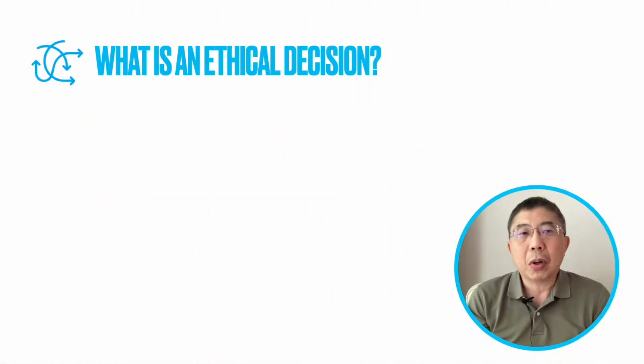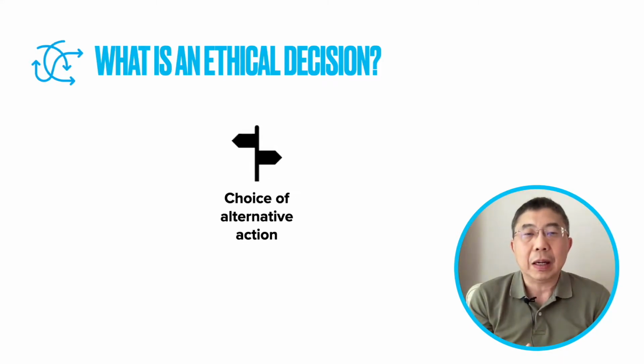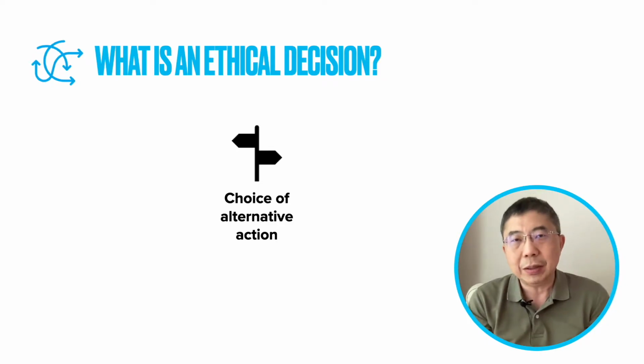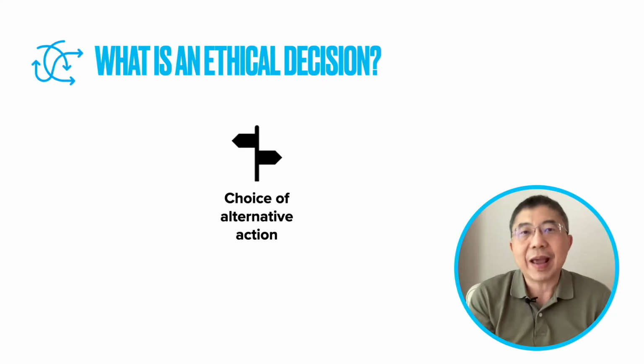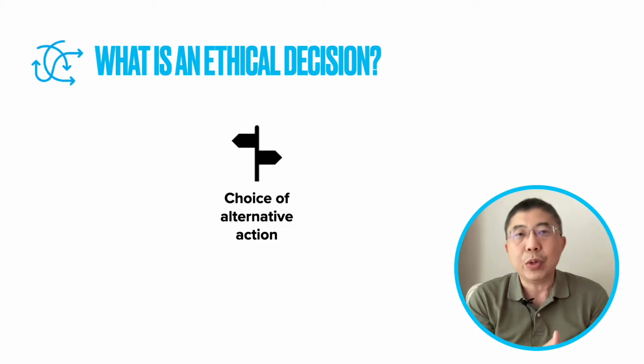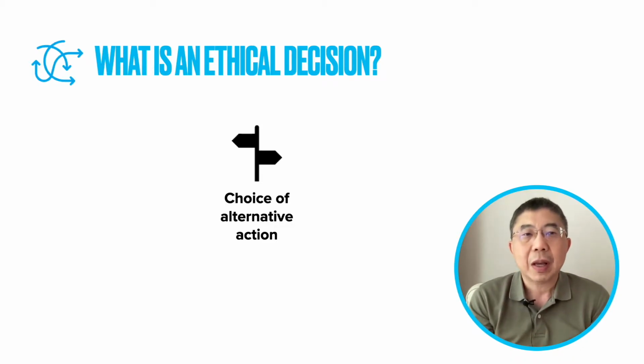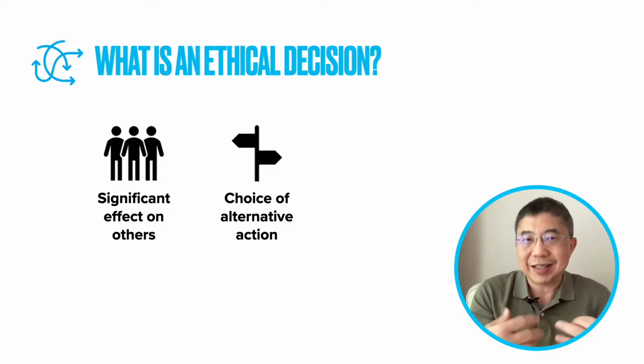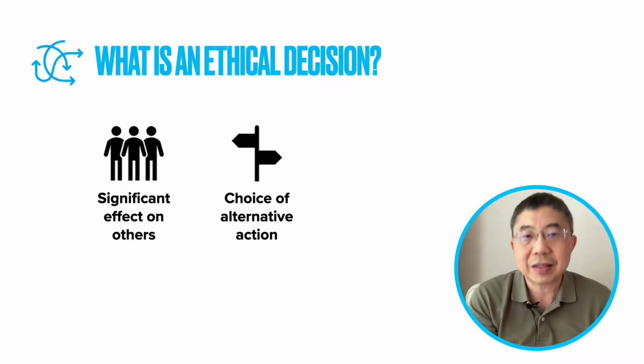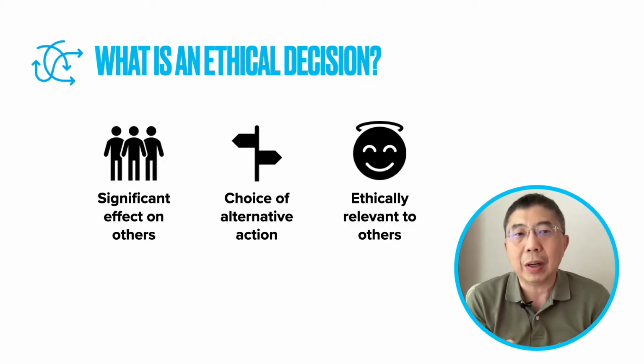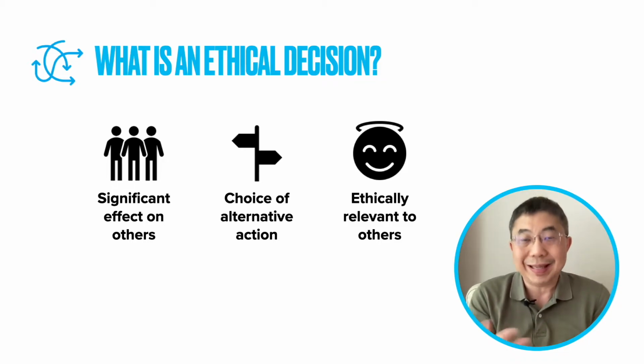Let's first explore what is an ethical decision. An ethical decision will often require us to make a choice between two or more alternative actions. And these actions, depending on how we choose the alternatives, will have somewhat of a significant effect on others, other people, or our community. And these effects have got a moral or ethical element in it.